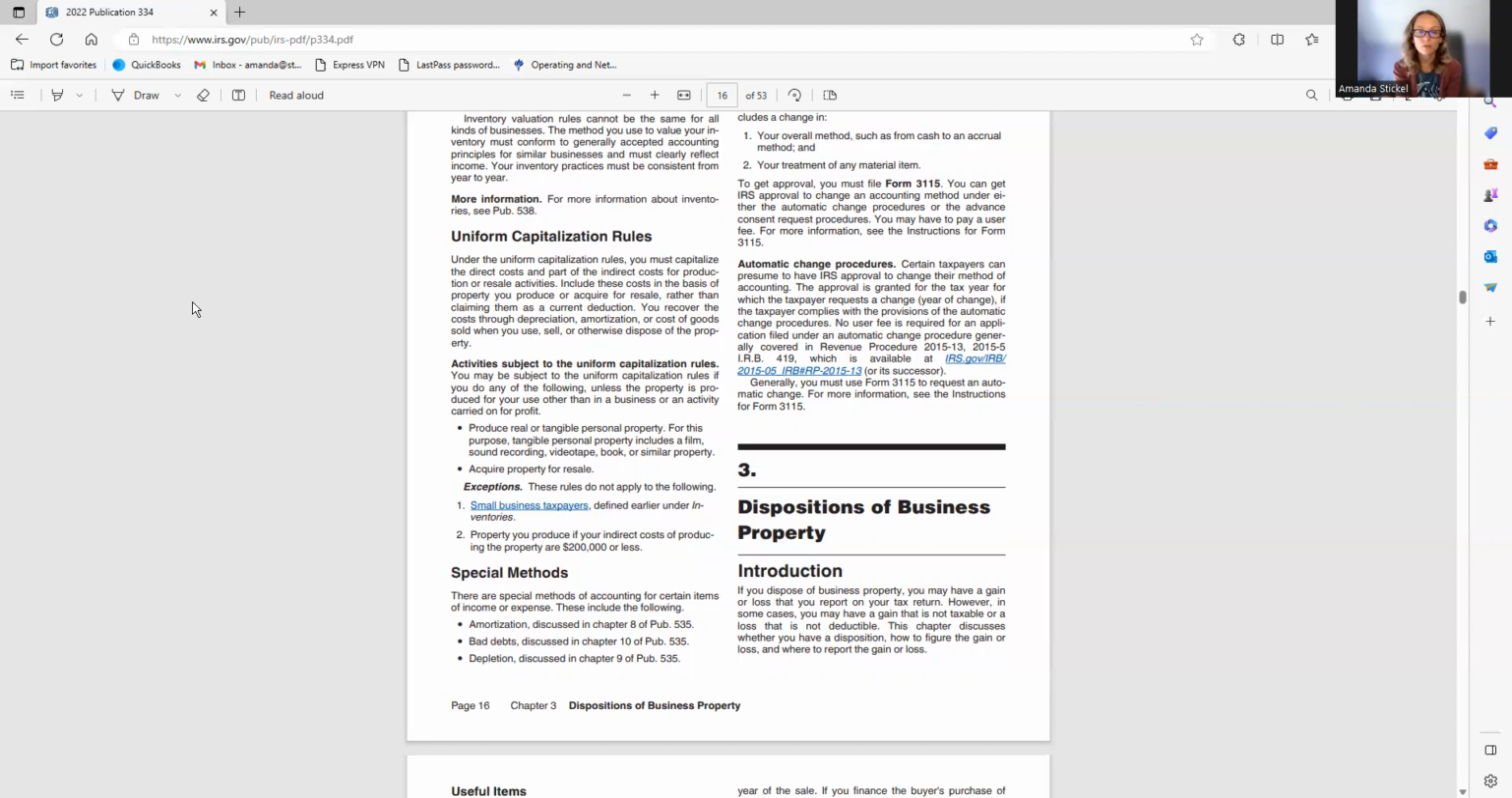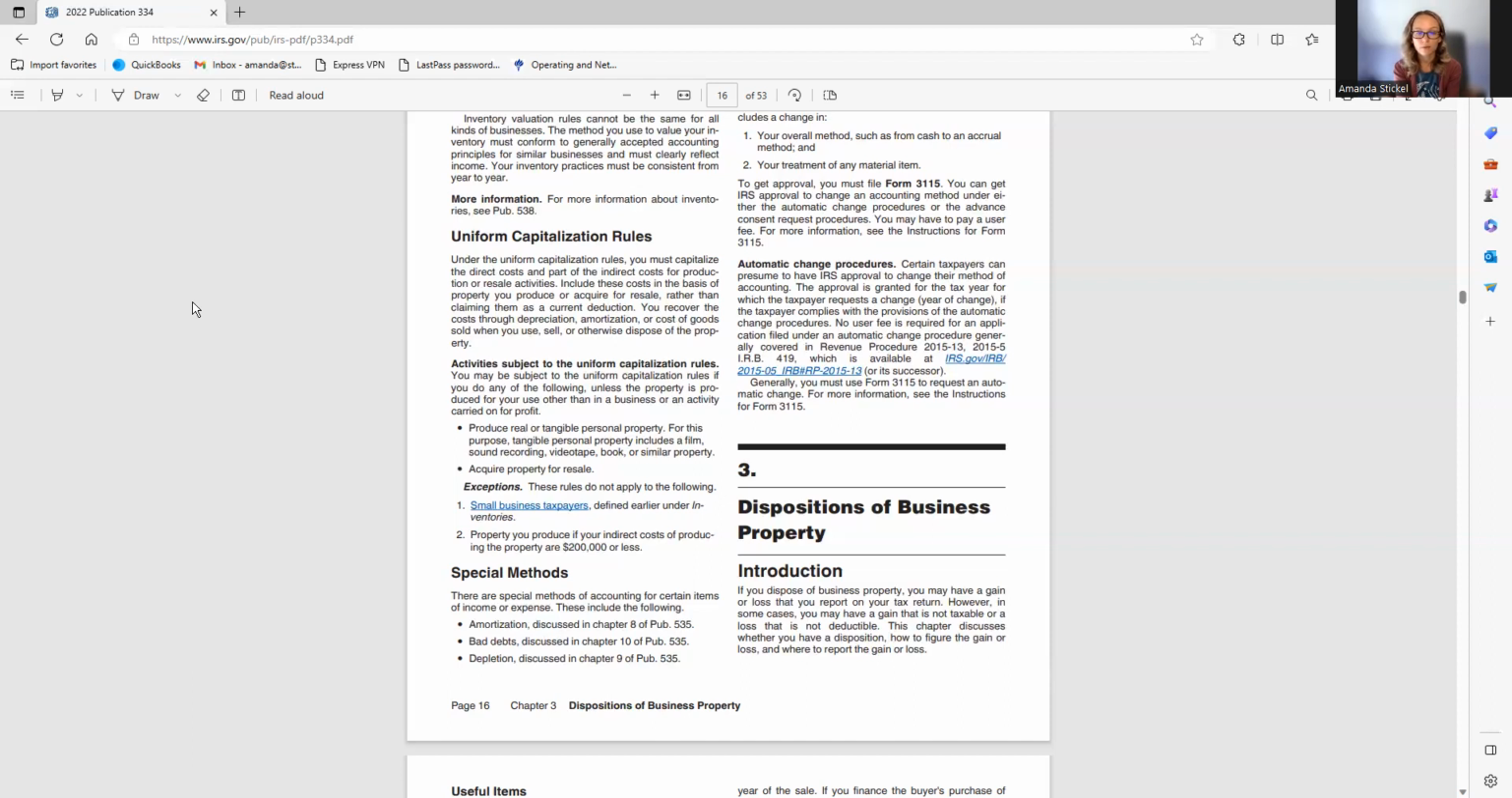Activities subject to the uniform capitalization rules. You may be subject to the uniform capitalization rules if you do any of the following, unless the property is produced for your use other than in a business or an activity carried on for profit. Produce real or tangible personal property. For this purpose, tangible personal property includes a film, sound recording, videotape, book, or other similar property. Acquire property for resale.